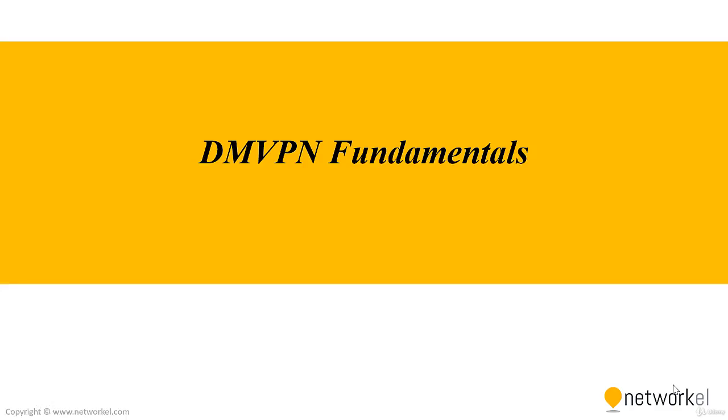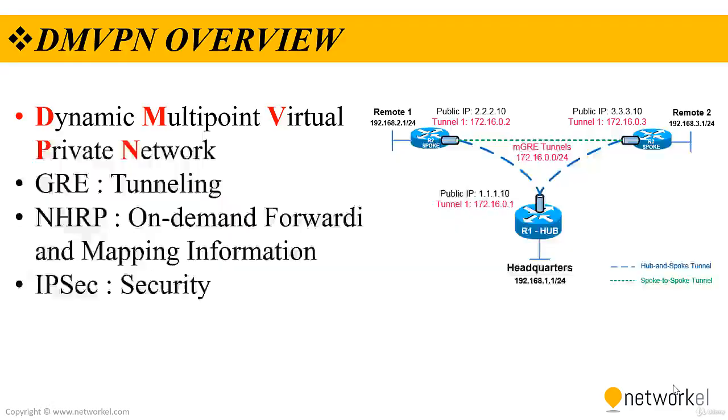In this section, we will talk about the DMVPN Fundamentals. Dynamic Multipoint Virtual Private Network (DMVPN) is a Cisco solution that provides a scalable VPN architecture. DMVPN uses Generic Routing Encapsulation (GRE) for tunneling, Next Hop Resolution Protocol (NHRP) for on-demand forwarding and mapping information, and IPsec to provide a secure overlay network to address the deficiencies of site-to-site VPN tunnels while providing full mesh connectivity.